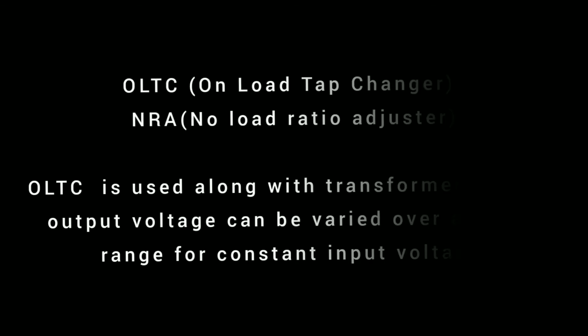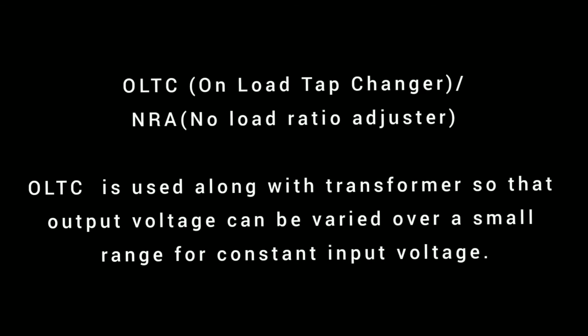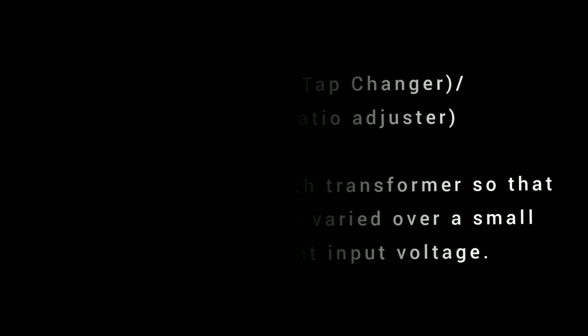The next we can discuss OLTC or NRA. OLTC, it is the on load tap changer or the no load ratio adjuster. OLTC is used along with transformer so that output voltage can be varied over a small range for constant input voltage. The tap leads of the tap winding are being connected to the OLTC tap selector. OLTC is usually connected to the HV side.